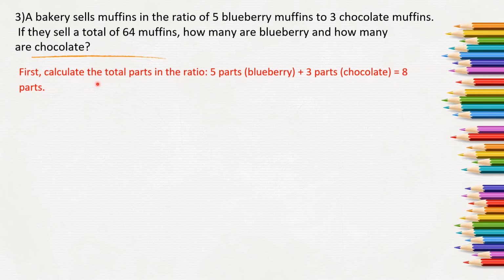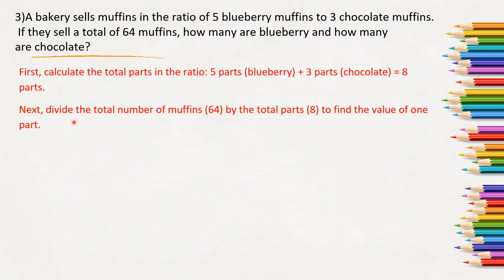Next we have to calculate how many sets of 8 parts make up 64 muffins by dividing the total number of muffins by the total number of parts. That is nothing but 64 muffins divided by how many parts? 8 parts. So here in the next step, we'll have to divide the total number of muffins, that is 64, by 8 parts to find out the value of 1 part, right? So here 64 divided by 8 is equal to 8 sets of 8 parts.